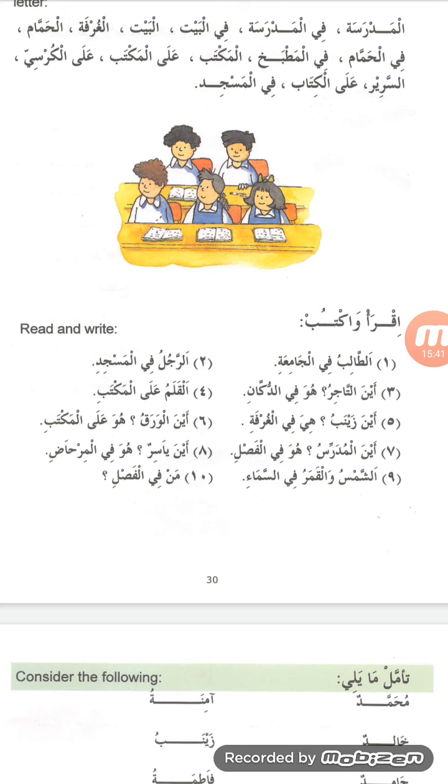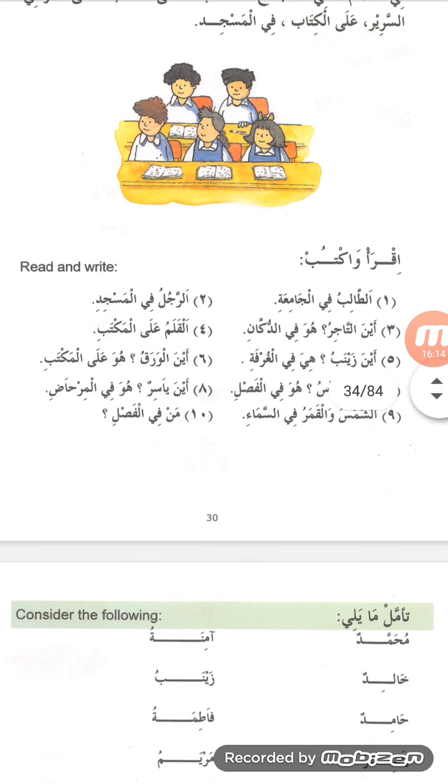Al-baytu, the house. Al-ghurfatu, the room. Al-hammamu, the bathroom. Fil hammami, in the bathroom. Fil matbakhi, in the kitchen. Al-maktabu, the desk. Ala al-maktabi, upon the desk. Ala al-kursiyi, upon the chair. As-saridu, the bed. Ala al-kitabi, on the book. Fil masjidi, in the masjid.